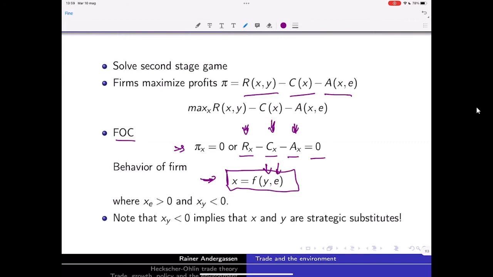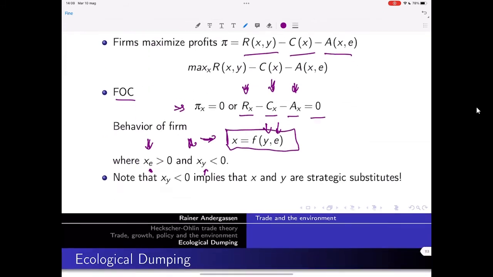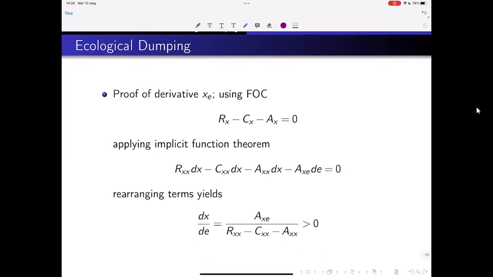What one can calculate here, and I have the calculus in the notes, I don't have to do it, is how this function behaves as a function of E and Y. Here I have X, which depends on Y and E. The question is how my output changes if my competitor changes production or if the policymaker increases emissions. If I can characterize this, then I can also draw a picture. That's something I'm going to do right now.